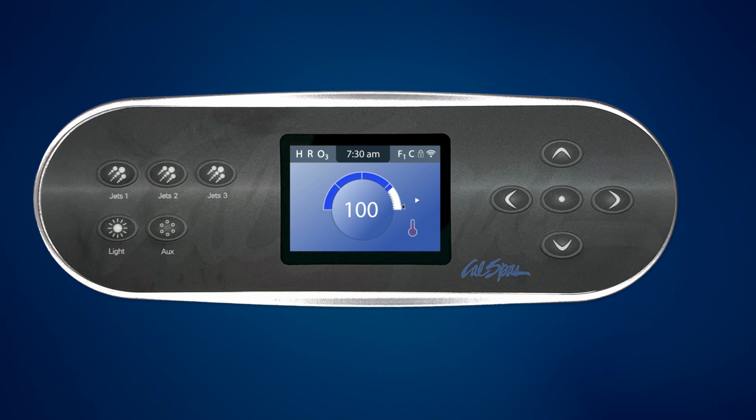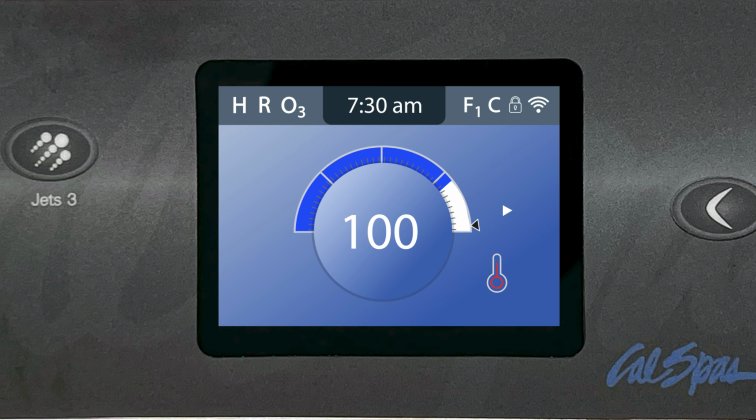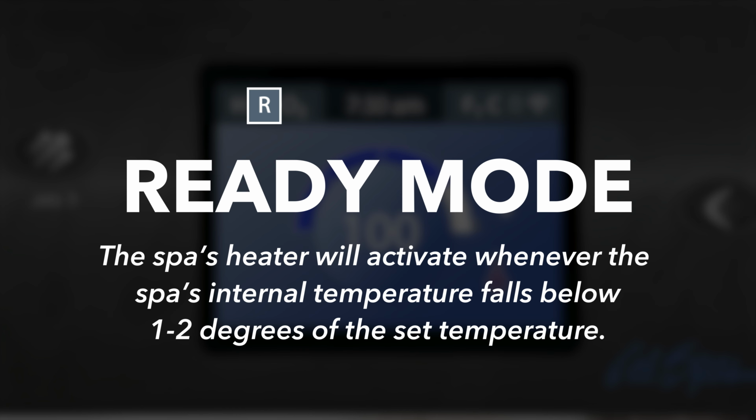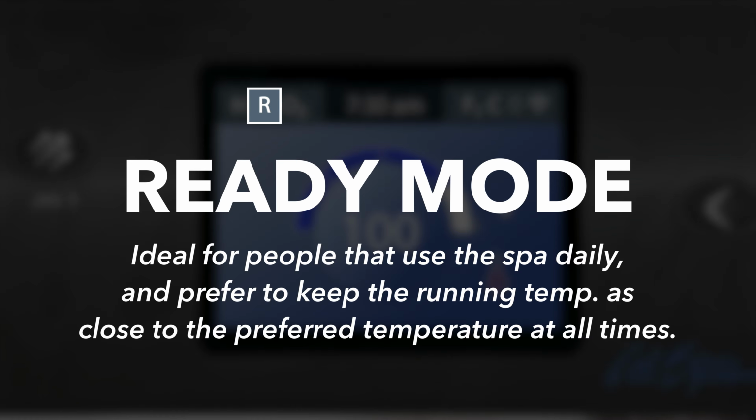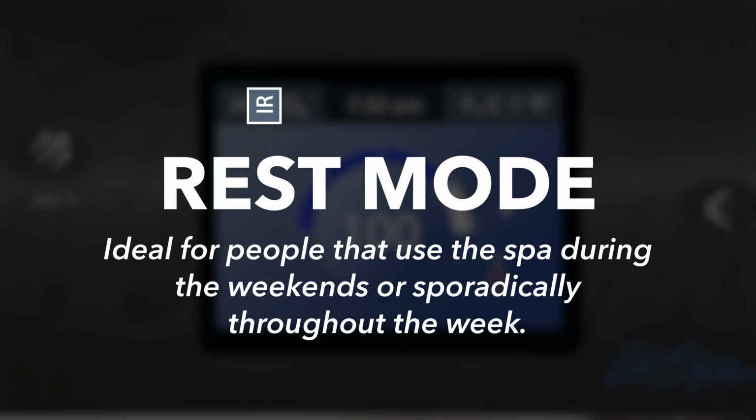Next, let's cover heat modes. These allow you to customize how your spa utilizes energy as it heats up your spa. There are 3 modes. Ready mode. The spa's heater will activate whenever the spa's internal temperature falls below 1 to 2 degrees of the set temperature. This mode is ideal for people using their spa daily and prefer to keep the temperature as close to the preferred temperature setting. Rest mode. The spa heater is deactivated most of the day and only activates when the spa is filtering. This is ideal for those who use the spa during the weekends or sporadically through the week.